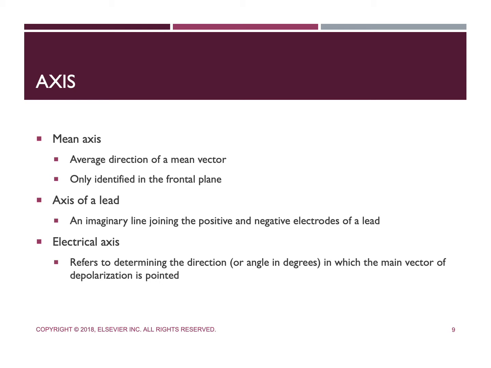Now, electrical axis is going to refer to the net direction or angle in degrees in which the main vector of depolarization is pointed. So when axis is used by itself, it's going to refer to the QRS axis.